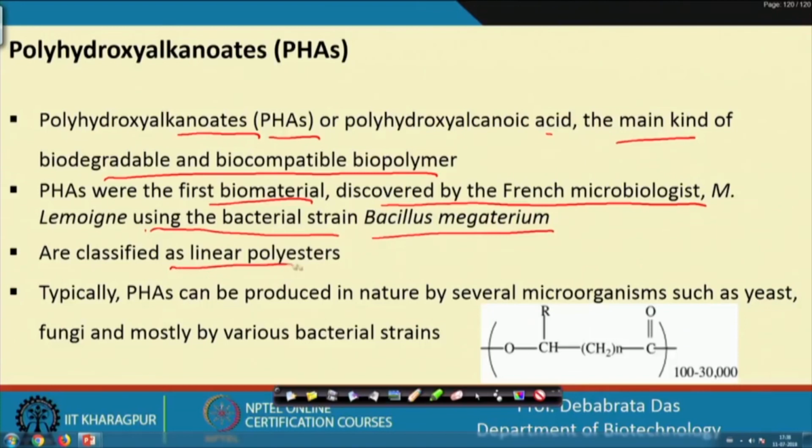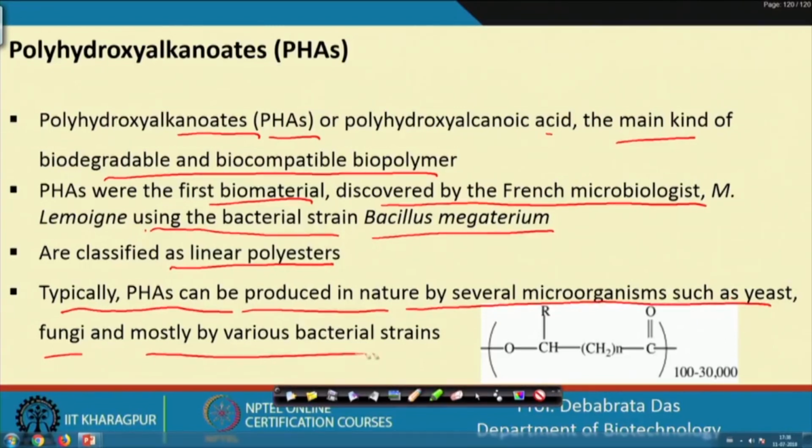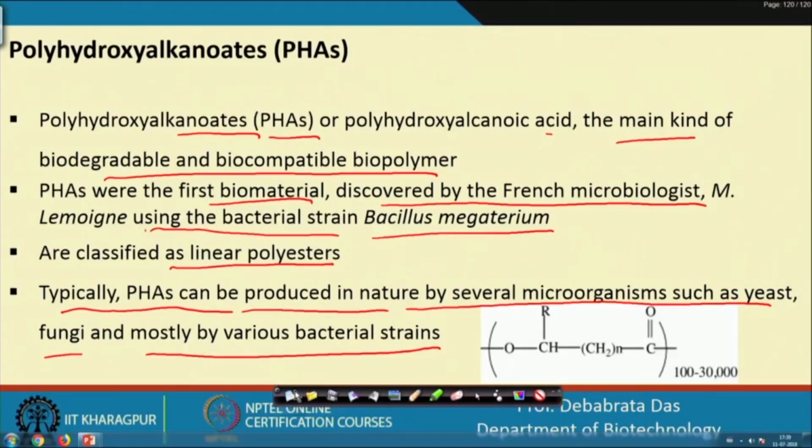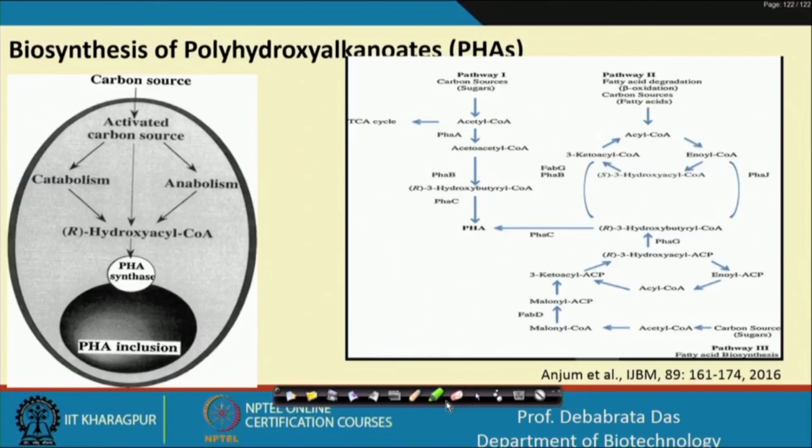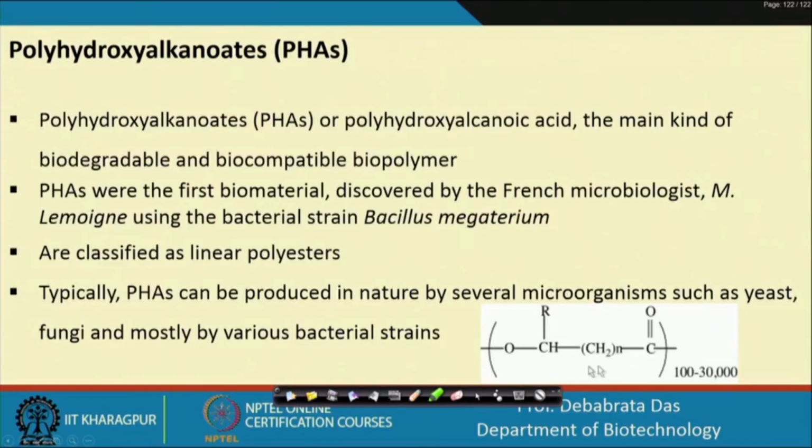They are classified as linear polyester polymers, and typically PHAs can be produced in nature by several microorganisms such as yeast, fungi, and most bacterial strains. I just pointed out that we have been using Enterobacter cloacae for the production of hydrogen for the last couple of years, and we find this organism also produces this kind of PHA to a great extent. And the chemical formula of this molecule is given here.